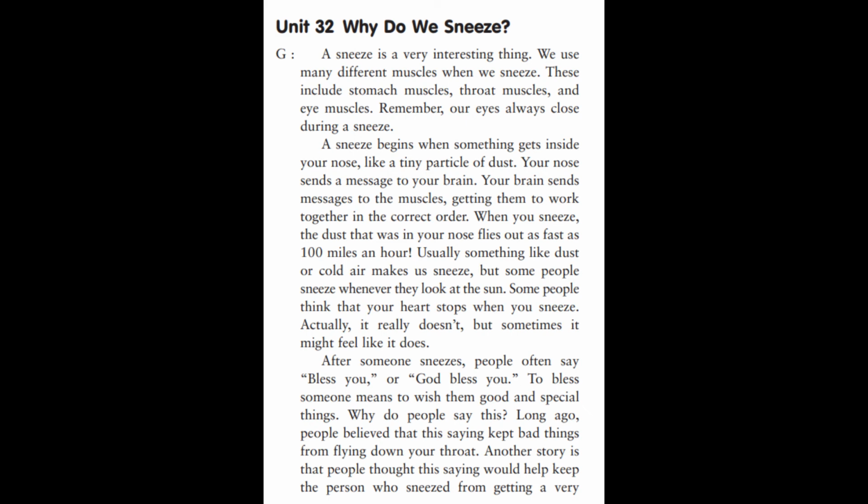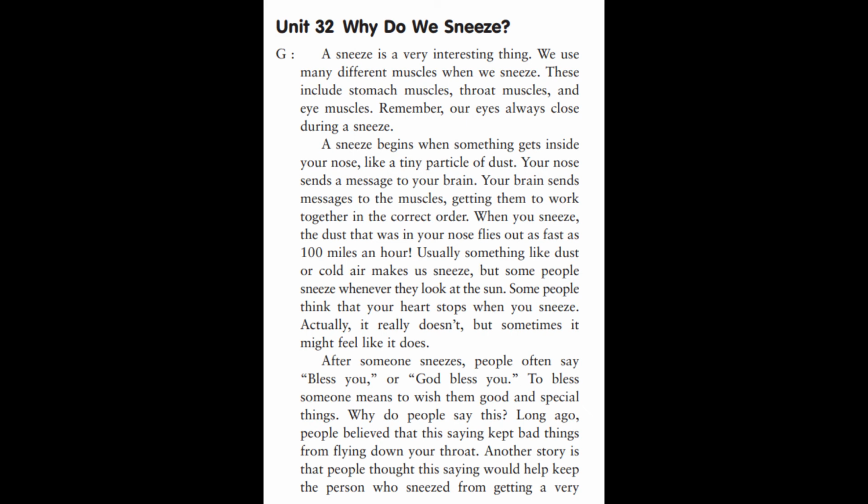A sneeze begins when something gets inside your nose, like a tiny particle of dust. Your nose sends a message to your brain. Your brain sends messages to the muscles, getting them to work together in the correct order. When you sneeze, the dust that was in your nose flies out as fast as 100 miles an hour.